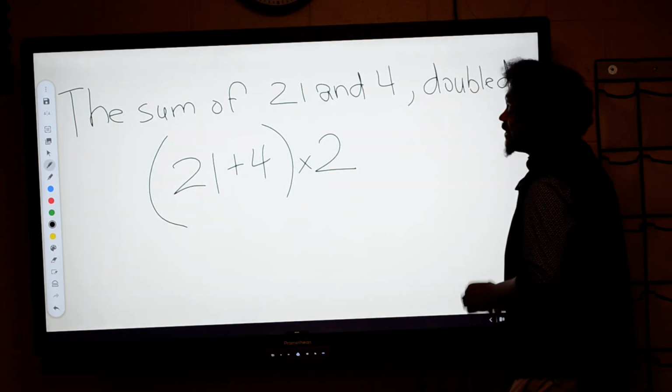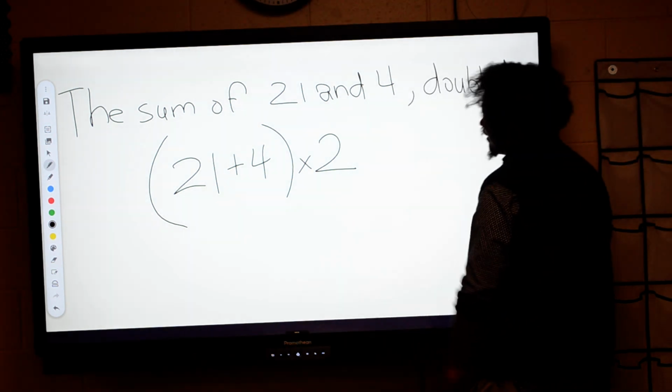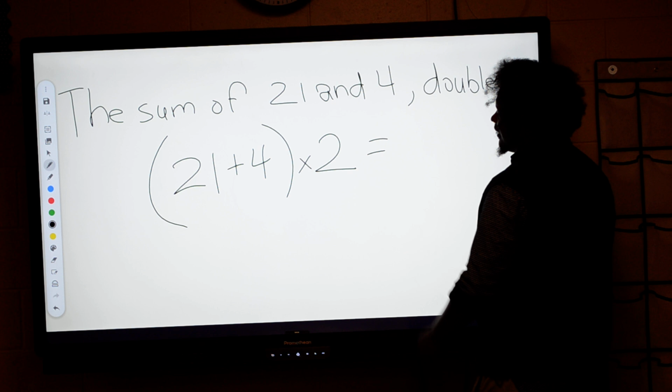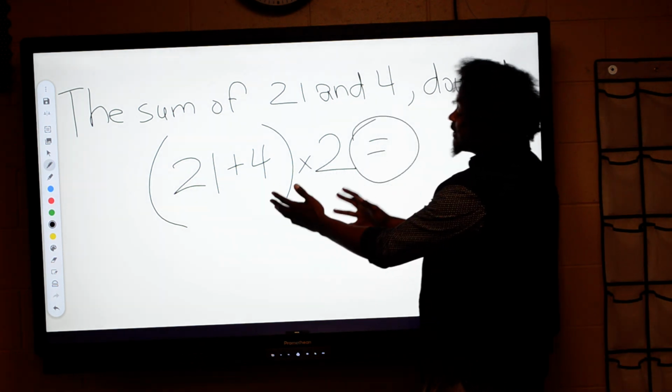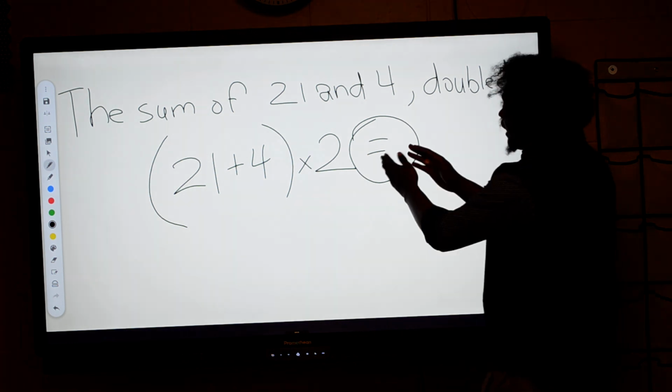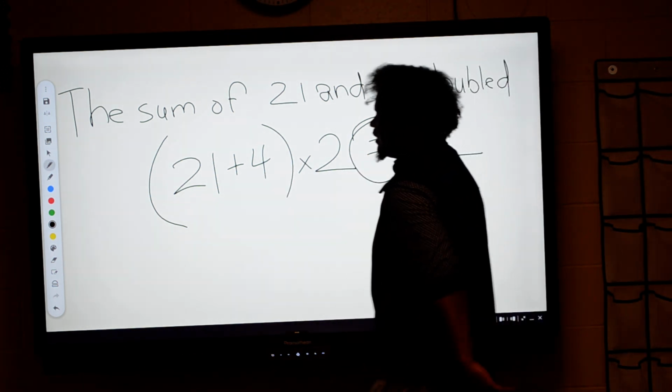Expressions are slightly different from equations. Here's the difference between an expression and an equation. That's it. This is the difference between an equation and an expression. Expressions do not need to be solved. Equations need to be solved, okay? So this is your answer here.